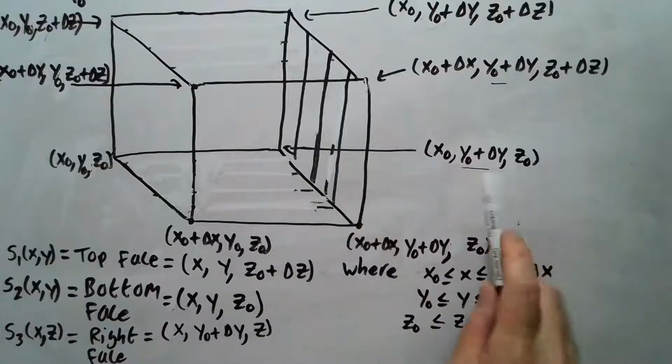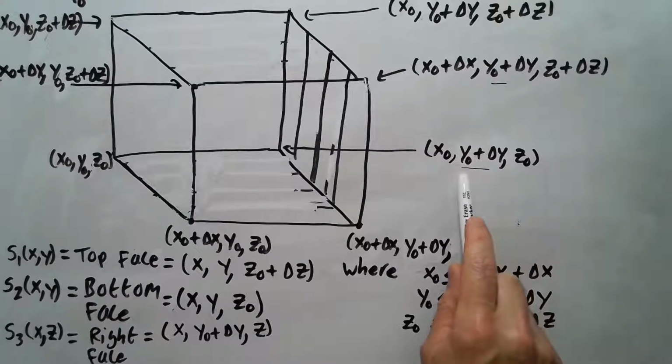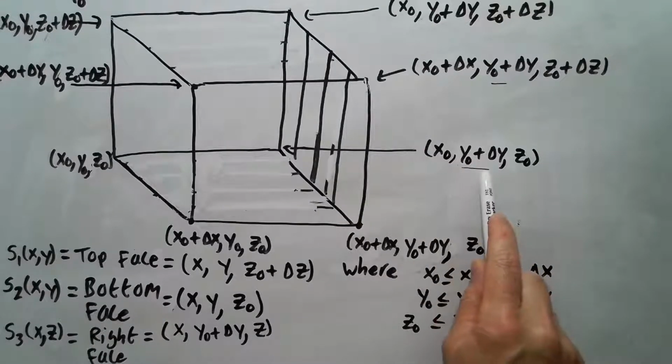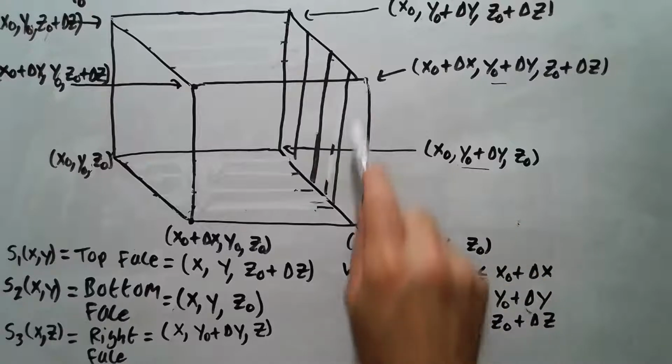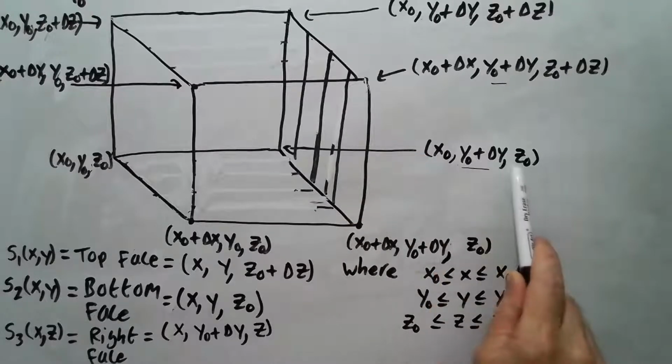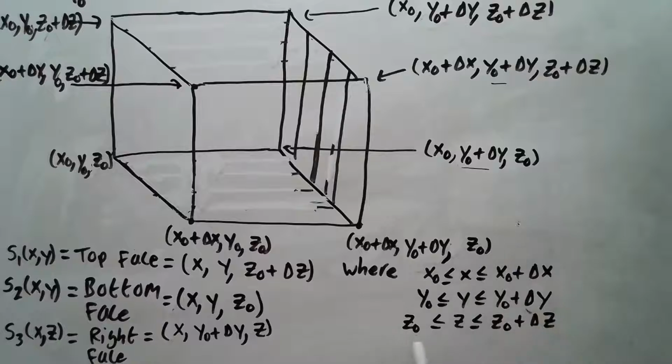On the right face, notice that what's constant is the y0 plus delta y. That's constant on the right face. So it means z can vary between z0 and z0 plus delta z, and x can vary between x0 and x0 plus delta x. So that's my right face parameterized.